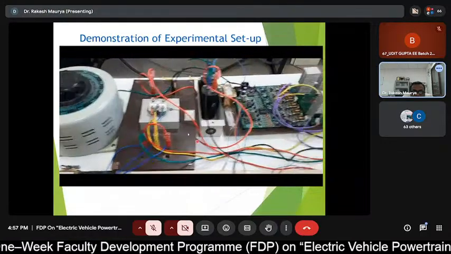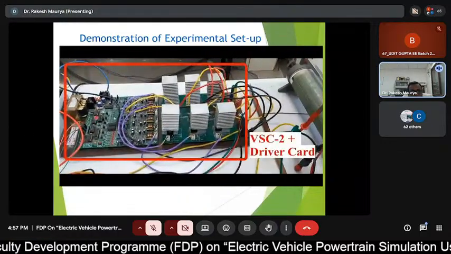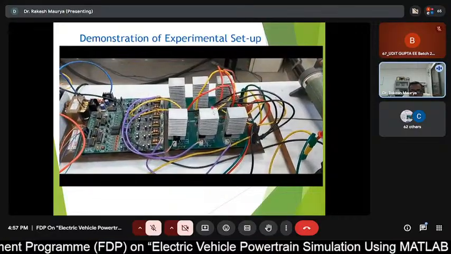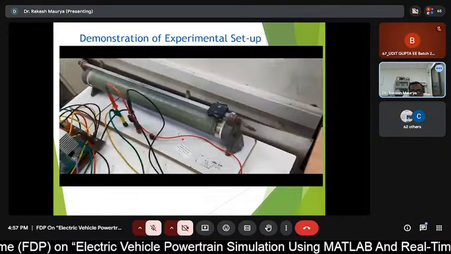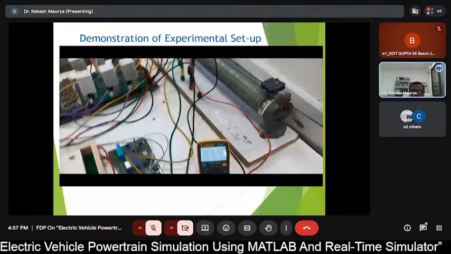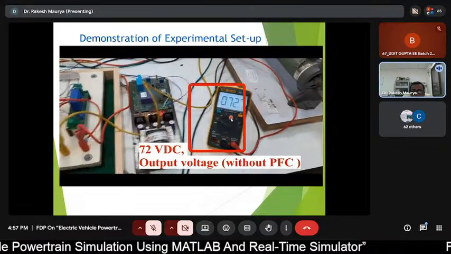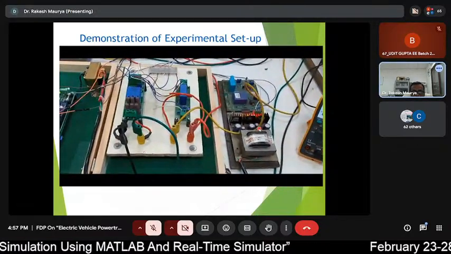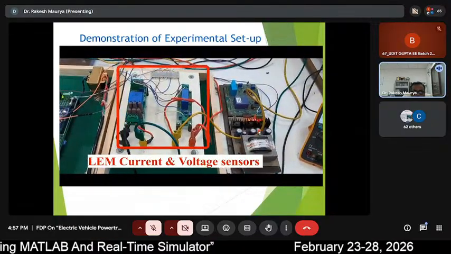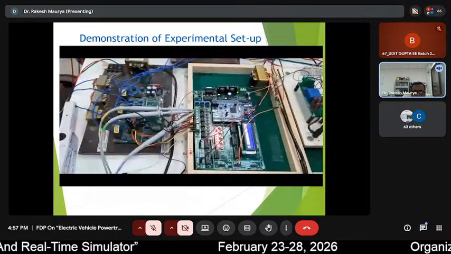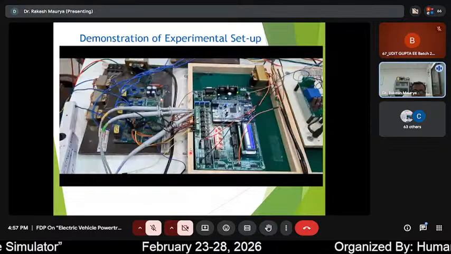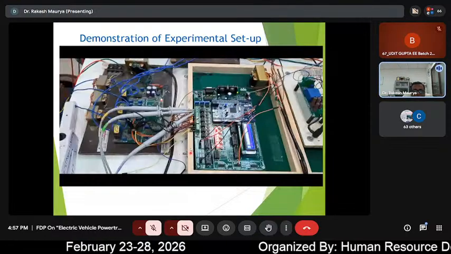Then the grid is connected. This VSC is used along with the driver circuit. Here the DC link load is connected. 72 volt is just with the diode rectifier and all. And then this is the STM32 F407 microcontroller.